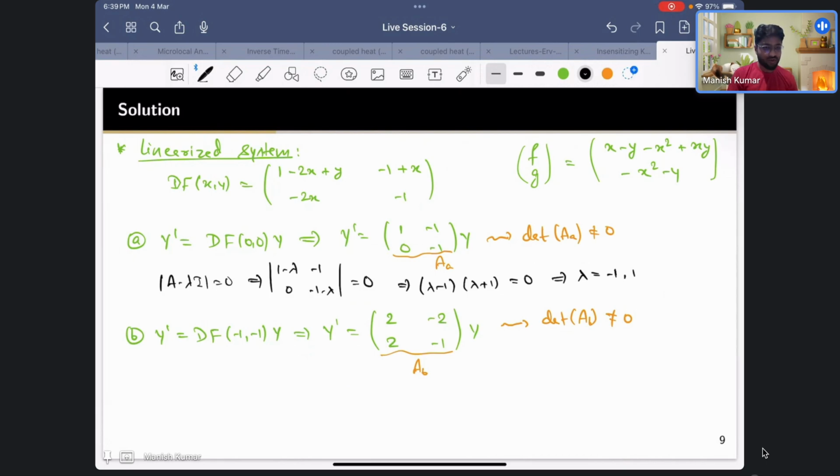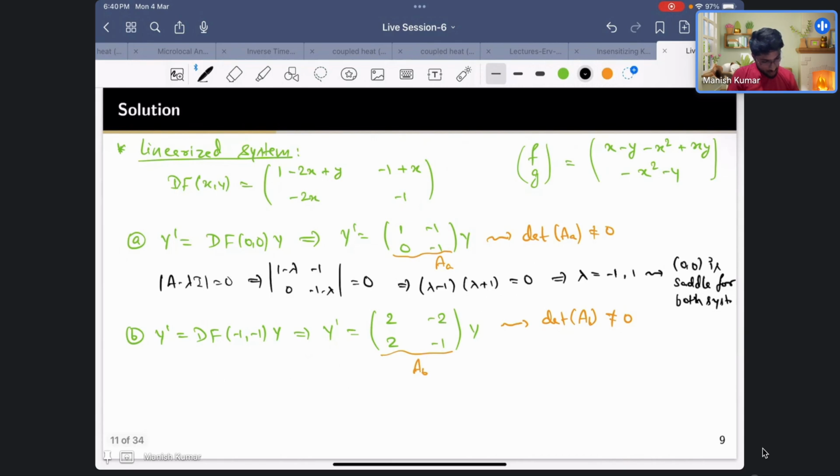Okay, so from here, what would be the conclusion? Here the eigenvalues are real and of opposite sign, right? So that means the equilibrium point 0 0 for the linear system is a saddle point, and the same for the nonlinear system. So 0 0 is a saddle point for both linear and nonlinear systems.